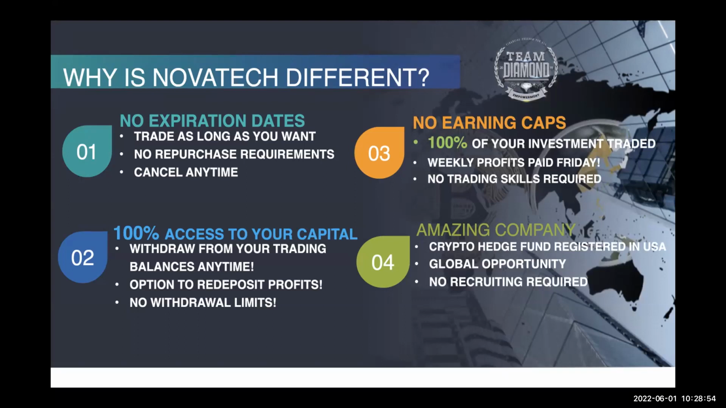But what I choose to do most of the time is to redeposit my profit because I want that money to make money. That's how the wealthy live. They don't live by existing on the money that they make. They live on the money that their money makes. That's how we should all be living. And that's how you get that real financial freedom. Then there's no withdrawal limits.